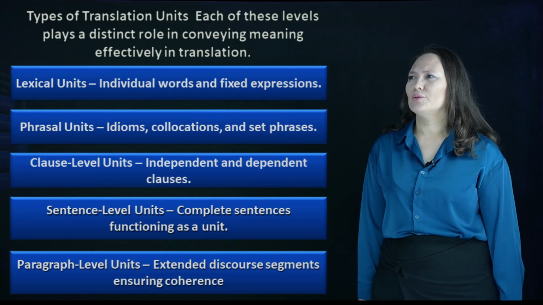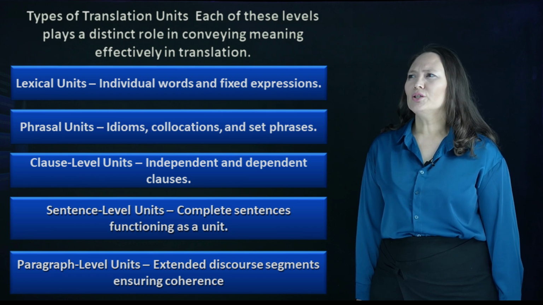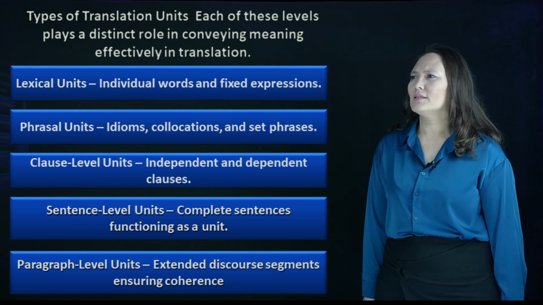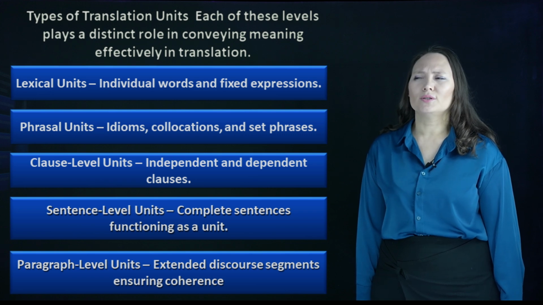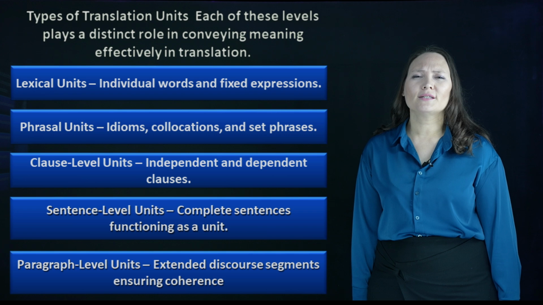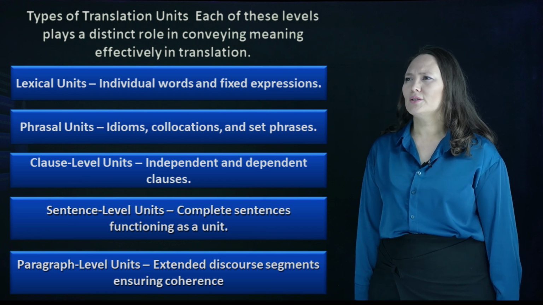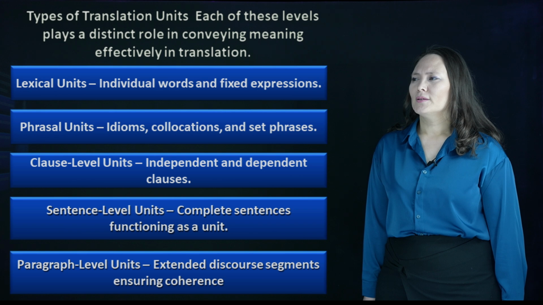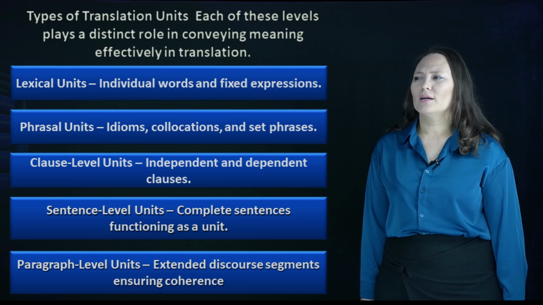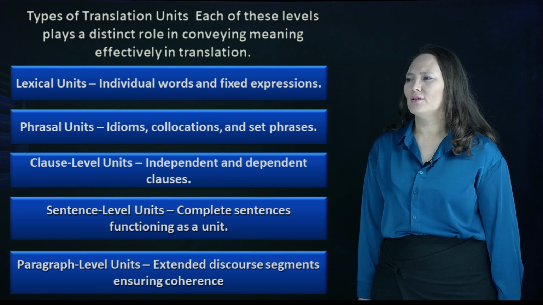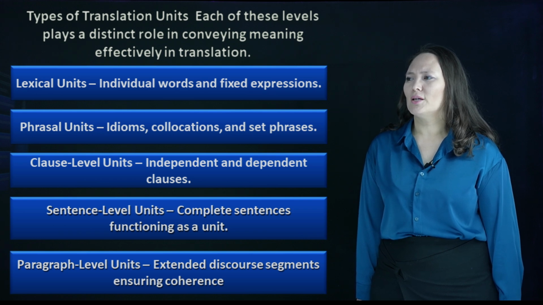Types of translation units. We need to remember that each of these levels plays a distinct role in conveying meaning effectively in translation. The first one is lexical unit, individual words and fixed expressions. The second one is phrasal unit, so idioms, collocations, and set phrases. Next one is clause level unit, independent and dependent clauses. The fourth one is sentence level units, complete sentences functioning as a unit. Then paragraph level units, extended discourse segments ensuring coherence.